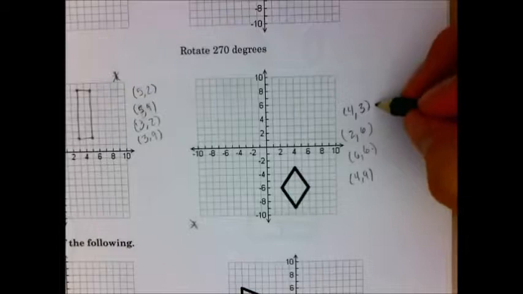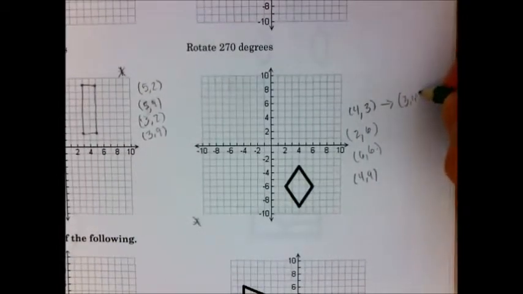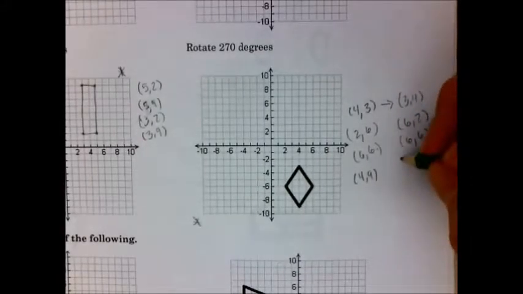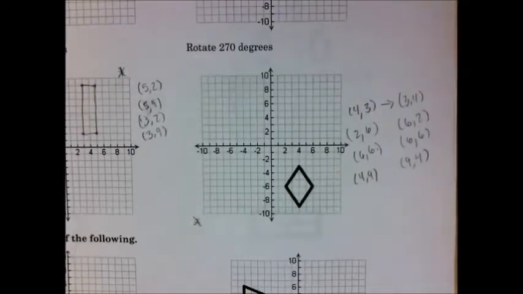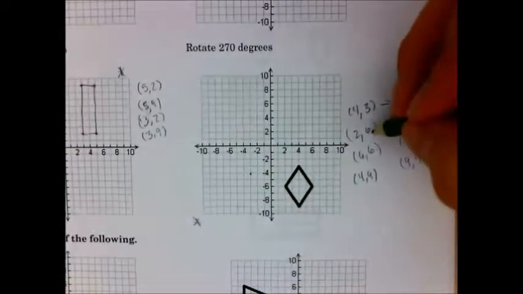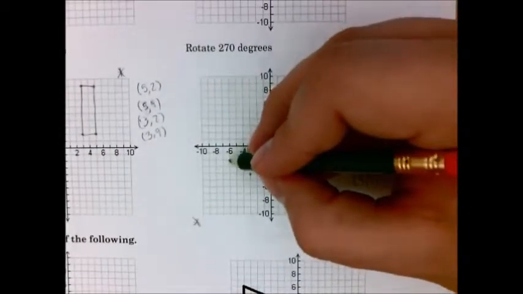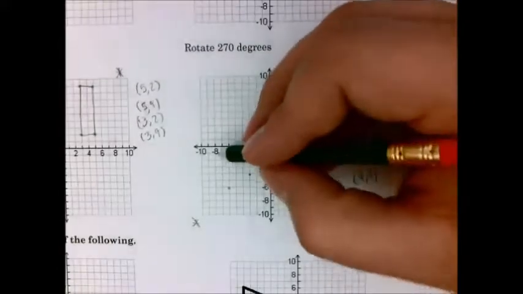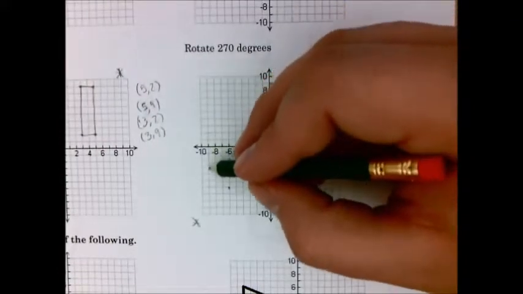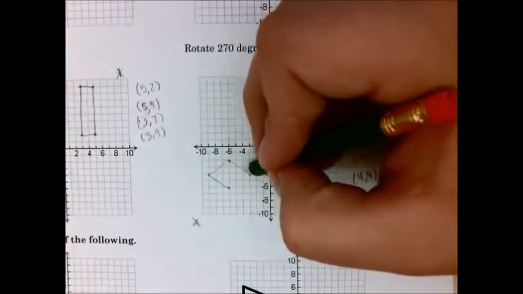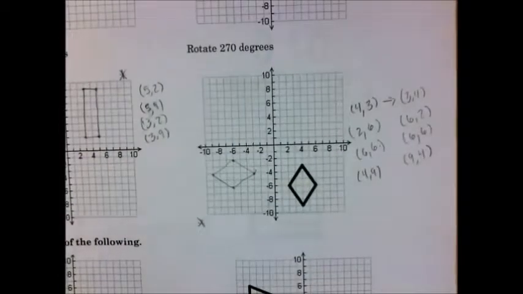We're going to flip the numbers. It becomes 3, 4, 6, 2, 6, 6, and 9, 4. So we're going to go right here, to 3, 4. So we go 3, down 4. Then 6, 2, then 6, 6, then 9, 4. Connect the dots. And that's the object rotated 270 degrees.